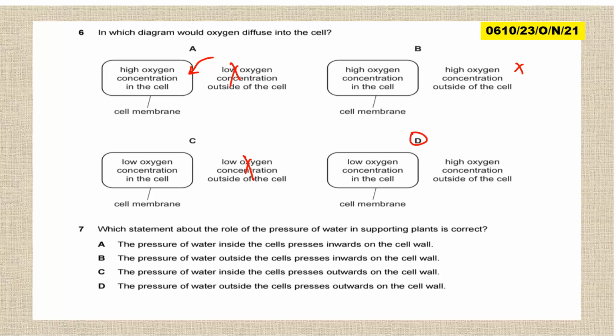High outside, lower inside. Question 7. Which statement about the role of pressure of water in supporting a plant is correct? Look at this. Turgor pressure helps in supporting the plant. The pressure of water inside the cell presses inward? It doesn't press inward. Like I said last time, turgor pressure presses outward. Pressure inside the cell presses outward on the cell wall. Pressure outside is not right, so the answer is C.